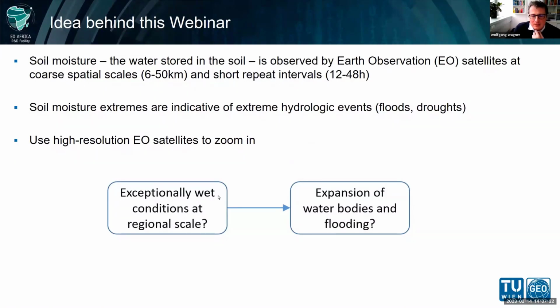So with those data, you can check if there are, for example, exceptional wet conditions at the regional scale. And if the answer is yes, it could, for example, be extremely wet. Then it would be indicative that, if the wetness continues and there's additional rainfall, that leads to flooding. Of course, the other extreme would be if there's too little soil moisture, that would be a drought situation. And once you have the regional overview, you can then use high-resolution Earth observation satellites to zoom in, for example, to ask the question, in the wet scenario, if existing water bodies have expanded or if there's even inundation in the surrounding areas of the rivers.